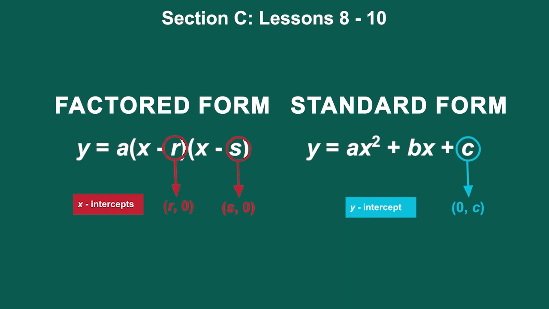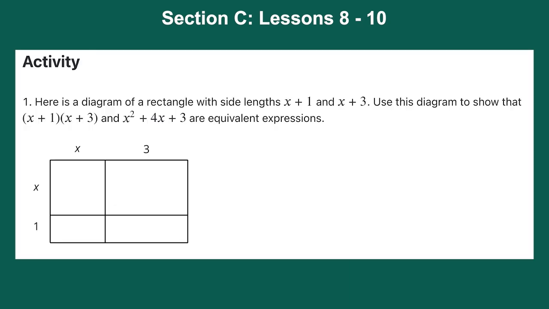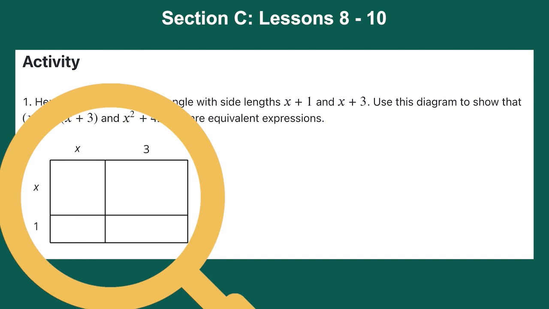To begin this section, the lessons launch into comparing standard and factored forms by using a graphic organizer to refresh students' understanding about multiplying binomial factors. This presents another opportunity to remediate a skill students may have struggled with previously from Unit 6.